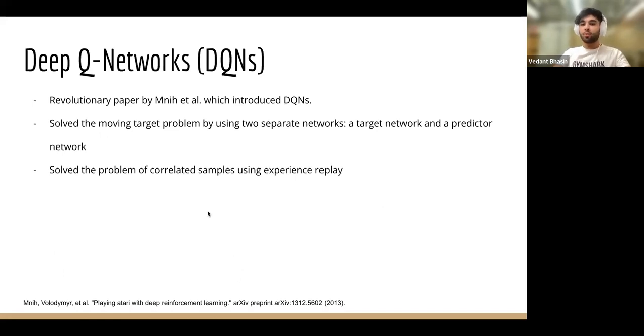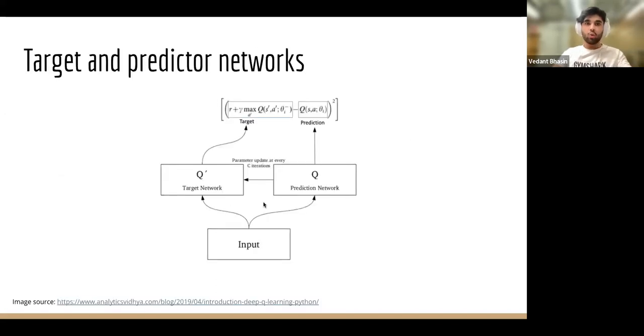They solved the moving target problem by using two separate networks, a target network and a predictor network. And they solved the problem of correlated samples using something called experience replay. The way having two separate networks works is we have a target network, whose weights we keep fixed for a certain K number of iterations. That's a hyperparameter you can tune. And we have a prediction network, which is constantly training and updating. Every certain number of iterations, we update the target network to have the same weights as the prediction network. So this is a way we can have an accurate network that's updating, but it reduces the instability associated with the moving target.